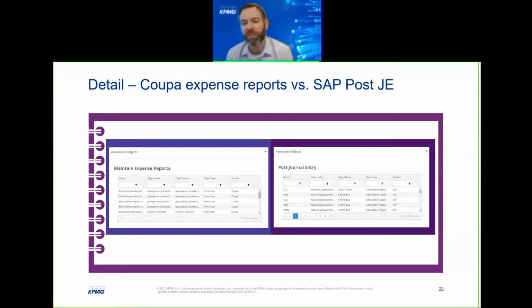Take away access if they have a higher critical risk, put in a mitigating control if it's a medium risk, and for a low risk, we just report on it and keep eyes on it. So I hope that answers the question.